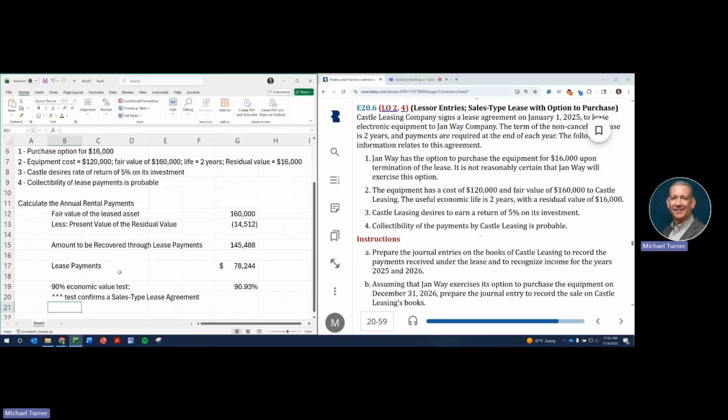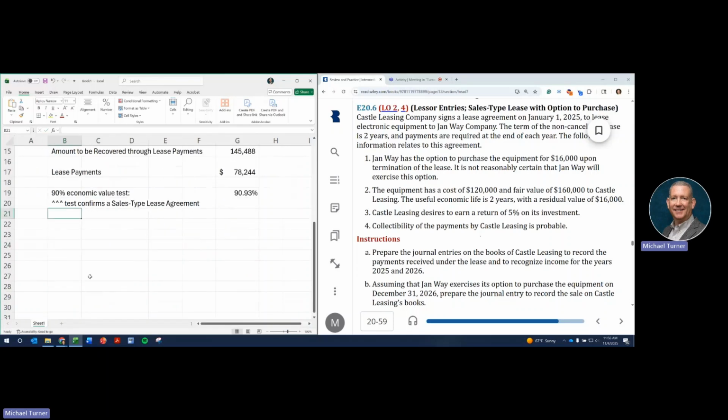Now we're ready to work through a problem. So for part A, prepare the journal entries on the books of Castle to record the payments received under the lease and to recognize the income for the years 2025 and 2026. Let's begin by setting up a table. So we'll have Castle Leasing, and in our case, we are the lessor. We're asked to do everything for the lessor. So we'll set up the lease amortization schedule.